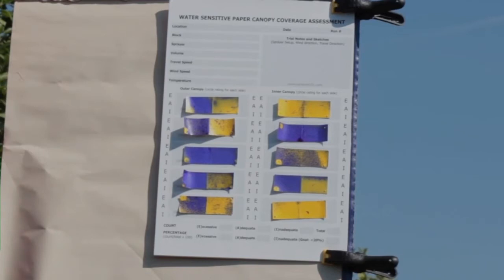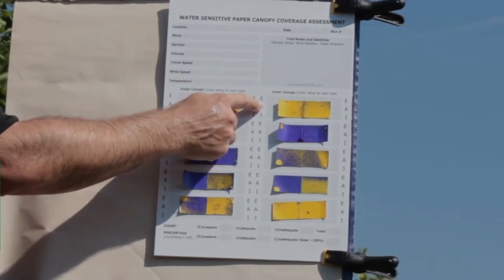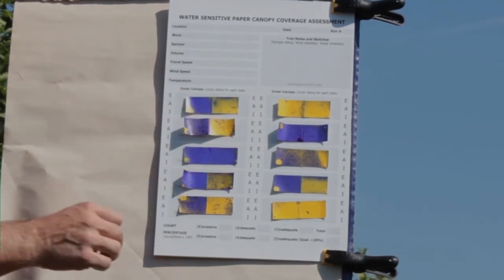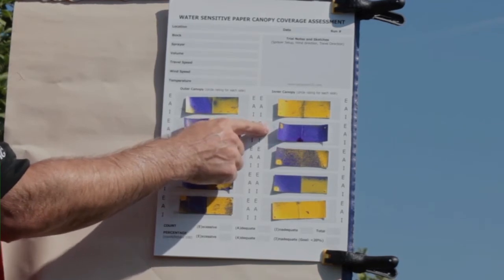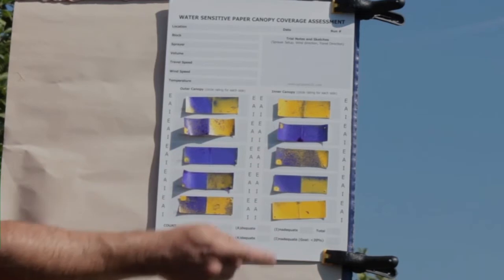So weirdly, even though we were blowing over the top of the tree, we really didn't do a great job up there. Might have been a fluke of paper placement. Perhaps one of the nozzles wasn't quite lined up, but we're going to fix it and keep an eye on it. Just below it, we drenched it. This is fine. This is adequate to almost excessive coverage.